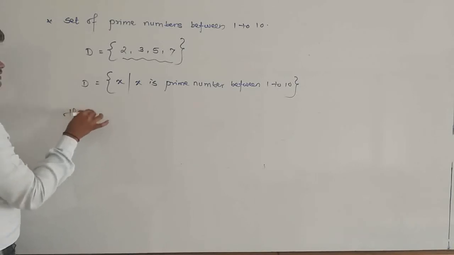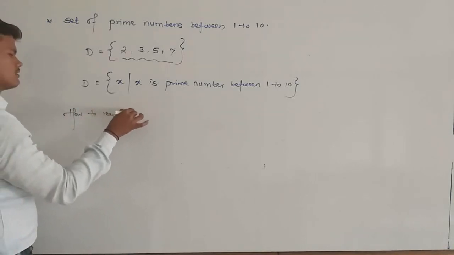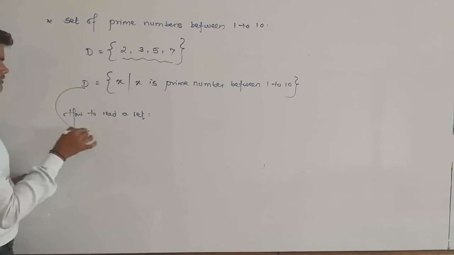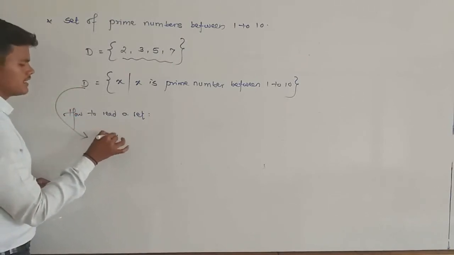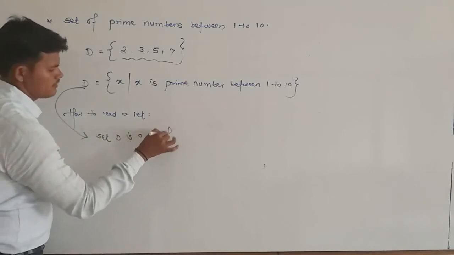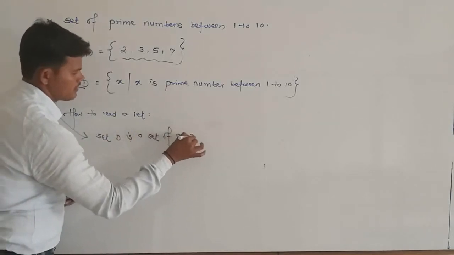How to read a set? Okay. Set. What is the name of set? Set D is a set of all x.